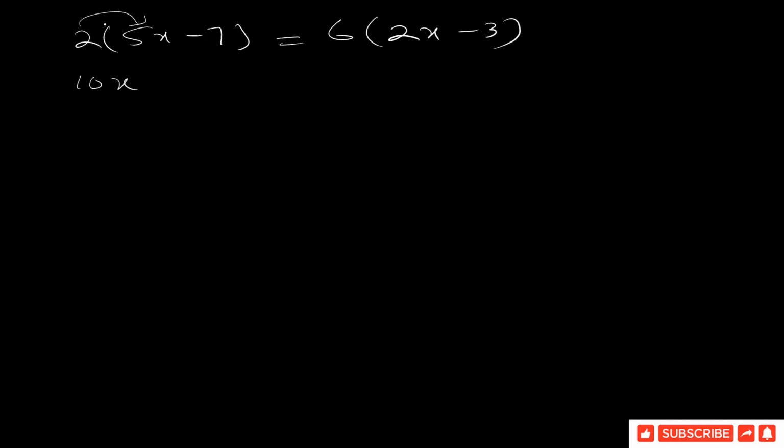2 times (5x minus 7) equals 6 times (2x minus 3). Now how do we solve this? That is easy if we open the bracket on both sides, or we can take this whole bracket to the left side and make it minus. But I think it is better to choose the easy way. So 2 times 5 is 10x, then 2 times 7 is negative 14, equals 6 times 2 is 12x, and then 6 times 3 is negative 18.